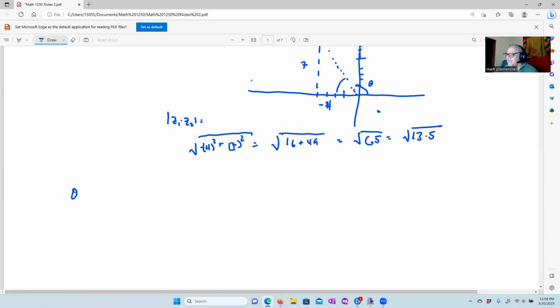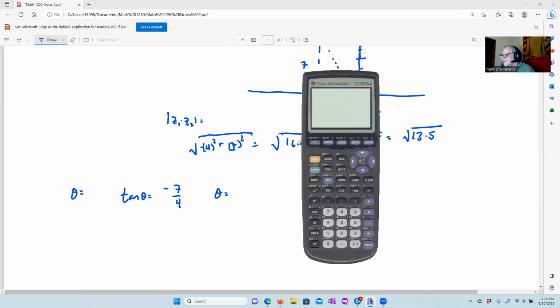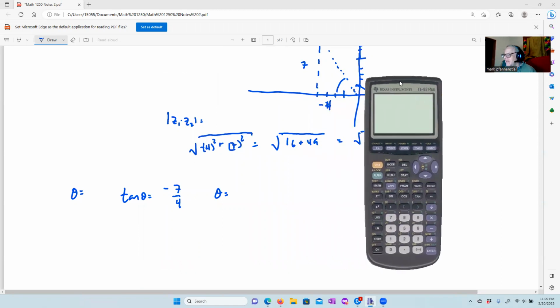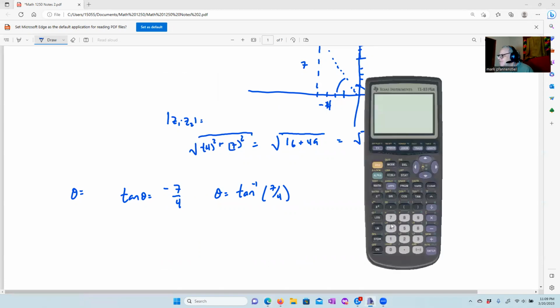Tangent will be negative, but the inverse tangent is only going to give us something in the fourth quadrant. So we have to be careful. So the tangent of my theta here is going to be -7/4. So theta is equal to, and let's go ahead and check that out. We want inverse tangent, so let's write that down first: inverse tangent of 7/4. Type that in. We have second function tangent, let's turn it on, second function tangent of -7/4.